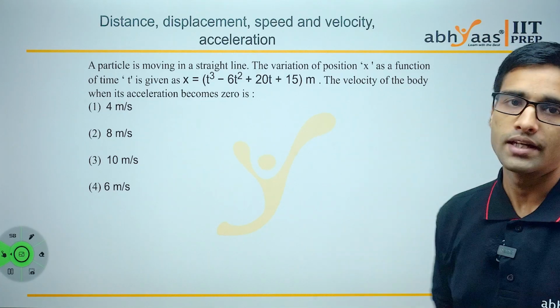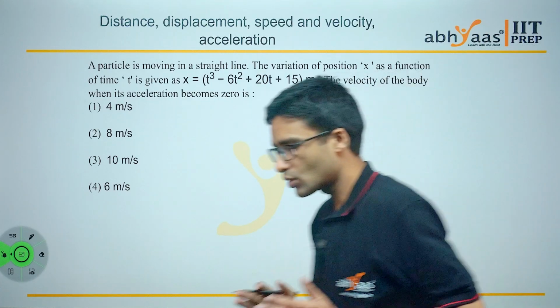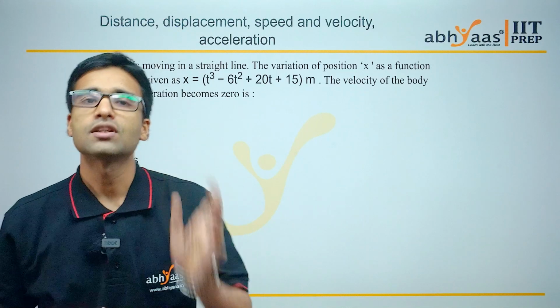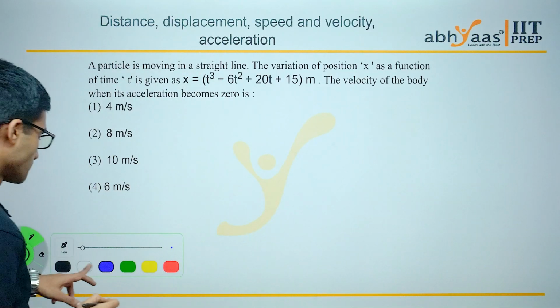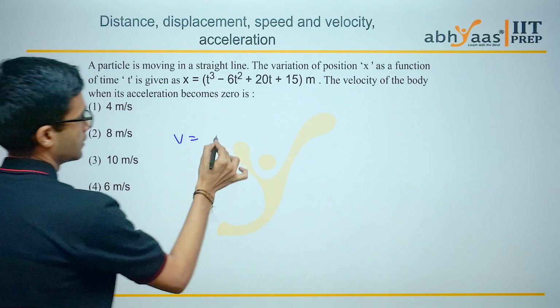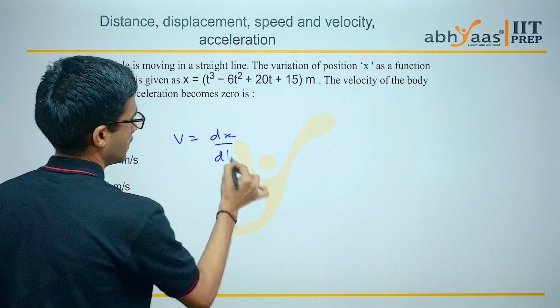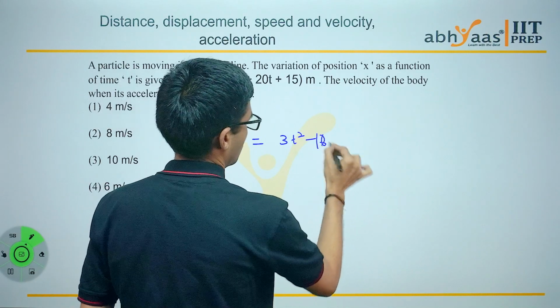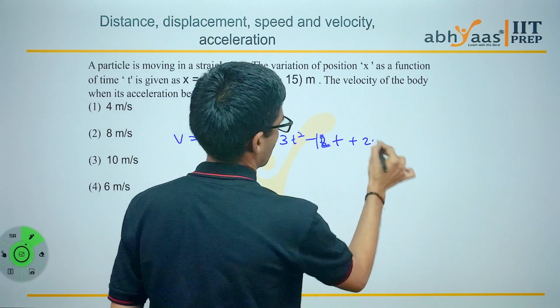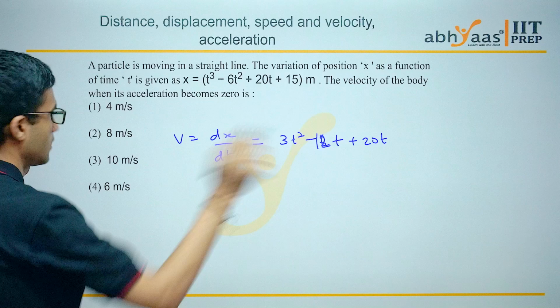Velocity you need to calculate. As we know, velocity is equal to displacement by time. That means the rate of change of displacement. So velocity is equal to the rate of change of displacement, that is dx by dt. You calculate: that is 3t square minus 12t plus 20t. Okay, constant, for that it is nothing.